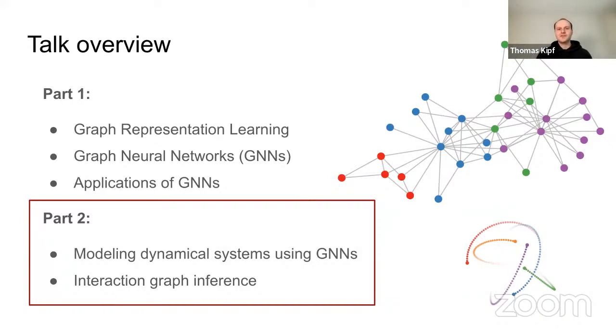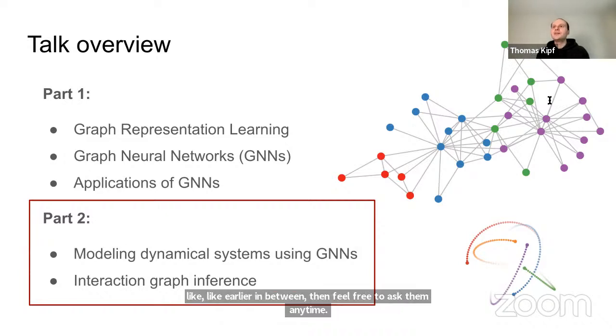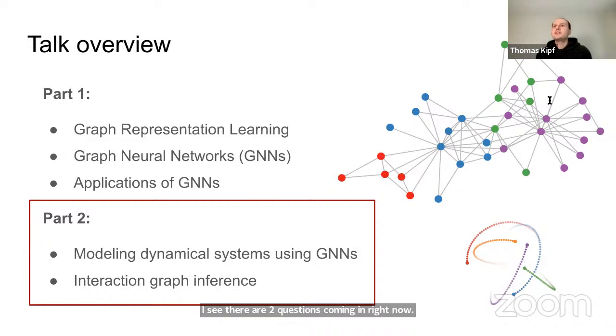All right. If there are no questions right now, let's keep questions to the end. Or also, if you have questions earlier in between, then feel free to ask them anytime. I see there are 2 questions just coming in right now. Okay, so there's one question. Being deep networks, these are also prone to overfitting. How can we handle that for graph neural networks?